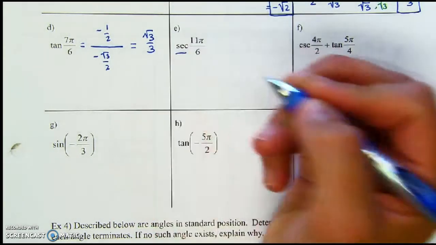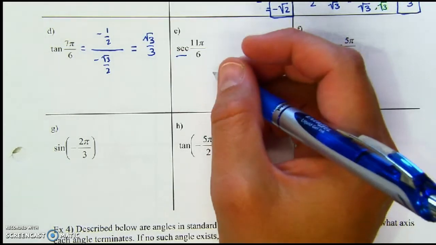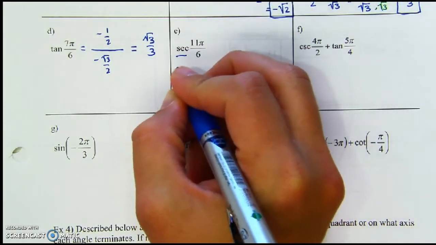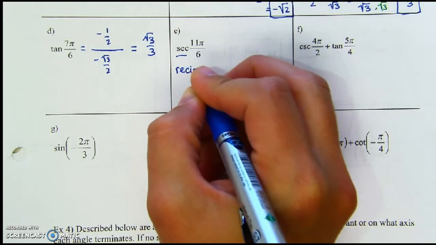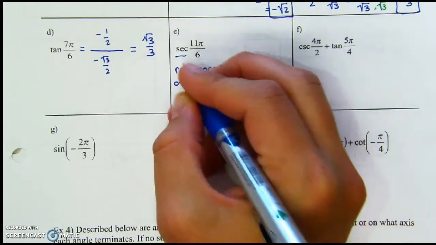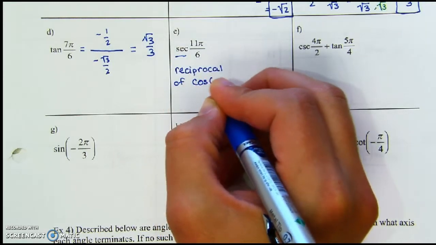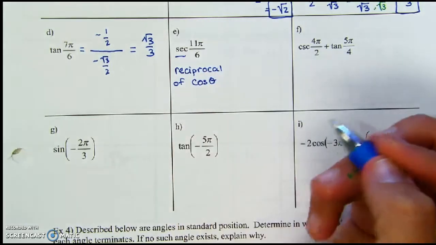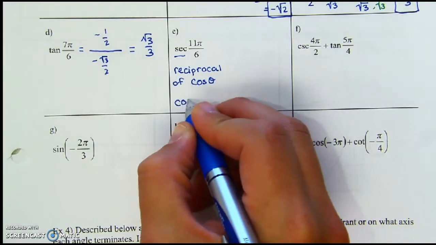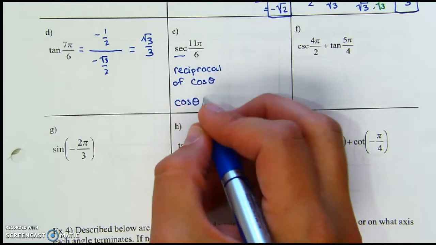What the heck is secant? Secant. I don't remember time being one of these. Oh, it's the reciprocal of something. Reciprocal of S goes with C, C goes with S. So the reciprocal of cosine. Okay, you ready? What's the cosine of 11 pi over 6?